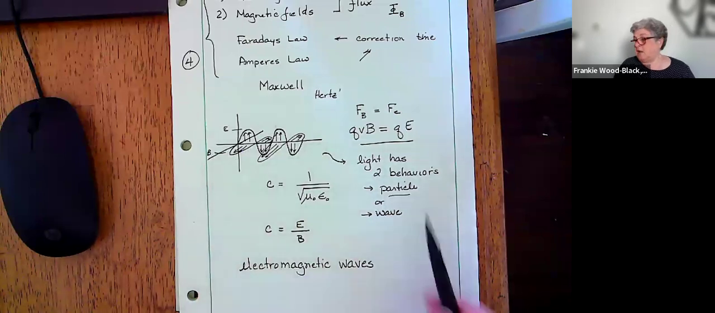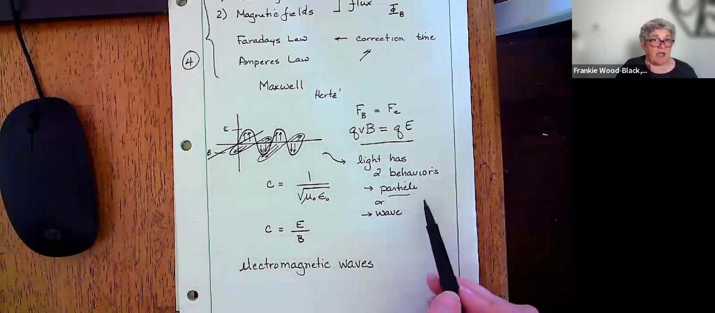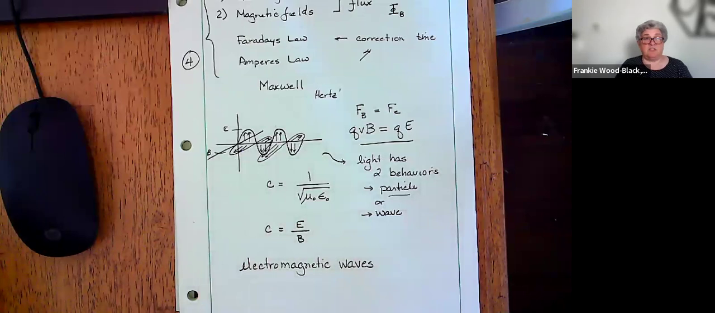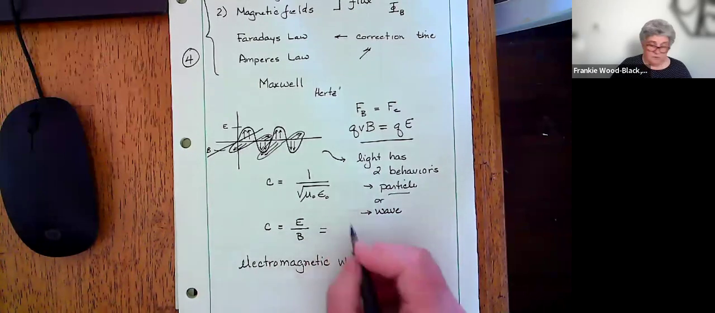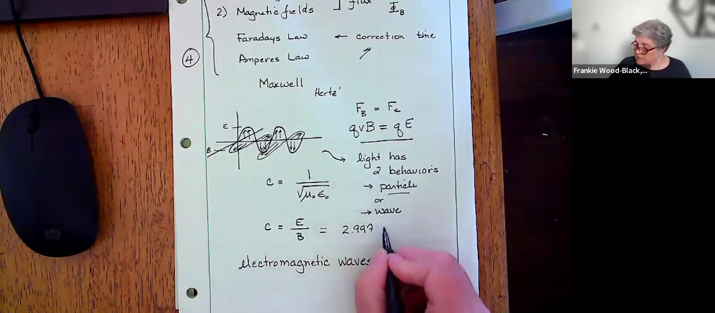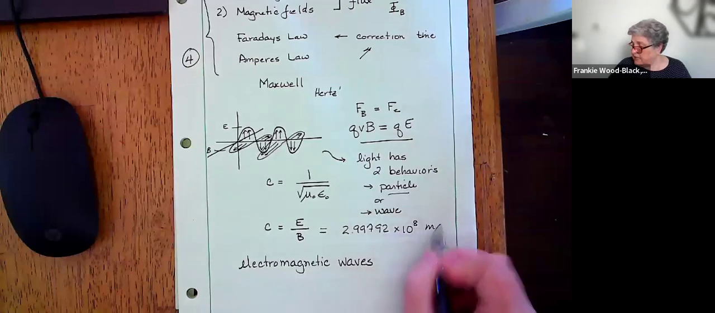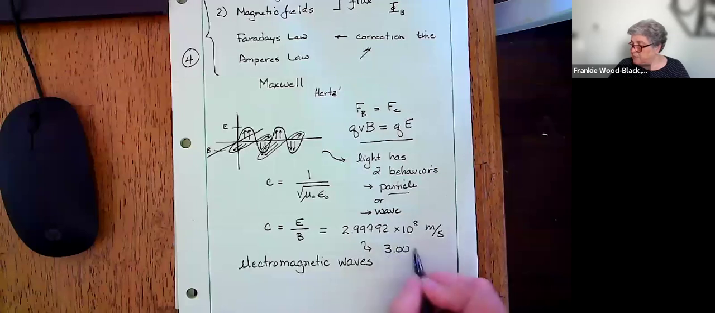And Newton and a lot of folks fought back and forth about my wave nature of light and my particle nature of light. And we put all these observations together, and the speed of light is equal to 2.99792 times 10 to the 8 meters per second. And for your lab, you're just going to compare it to 3.0 times 10 to the 8 meters per second.